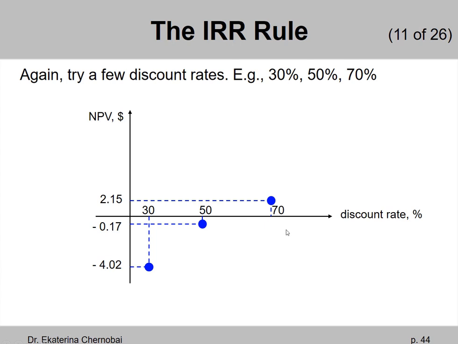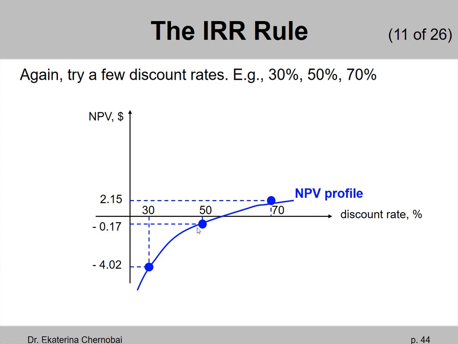value using, for example, the cash flow case, you would get the same NPVs as we had before, but with the opposite signs. So at the 30% discount rate, the net present value is negative $4.02. At 50% discount rate, the net present value is negative 17 cents. And at the highest 70% discount rate, the net present value is positive $2.15. So we can draw a smooth curve going through these 3 points, and that's our net present value profile.